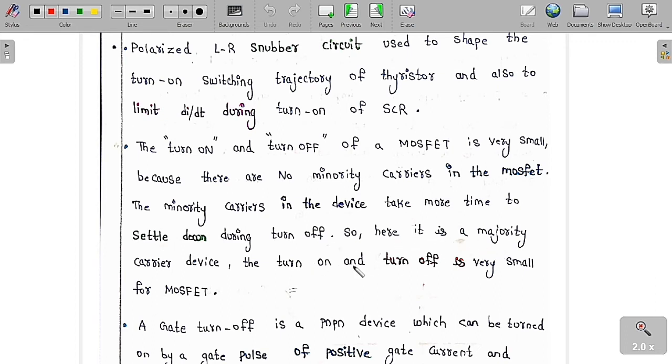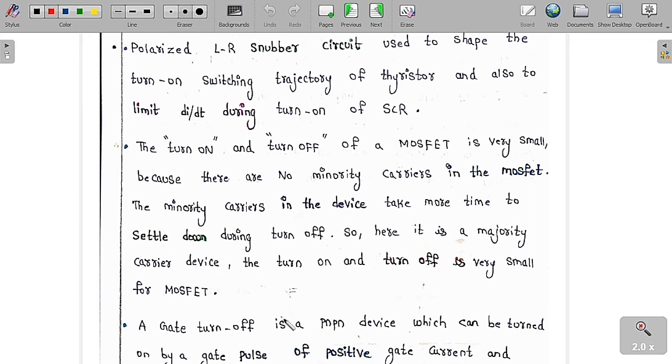So here it is a majority carrier device. The turn-on and turn-off time is very small for the MOSFET. I have already told you the MOSFET is a unipolar device or majority carrier device. So there are no minority carrier devices. So here the turn on and the turn off times are very, very small for this MOSFET.